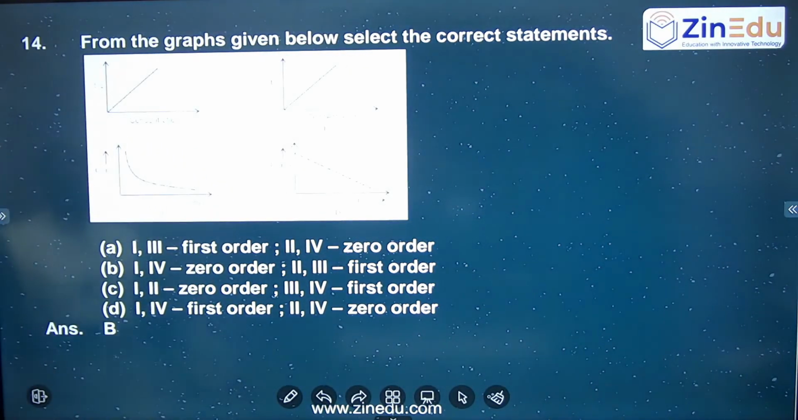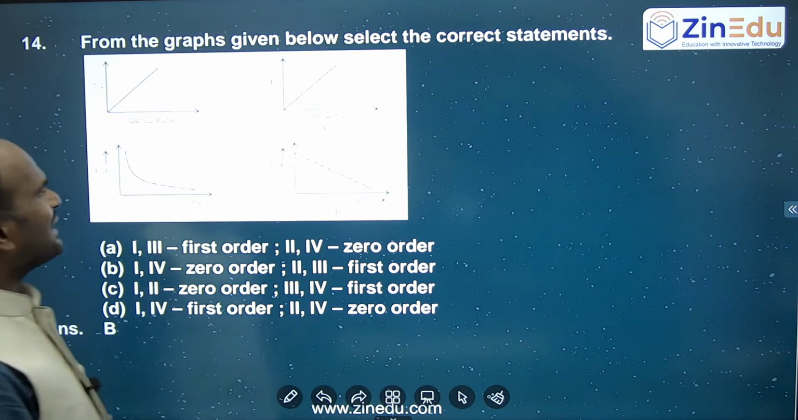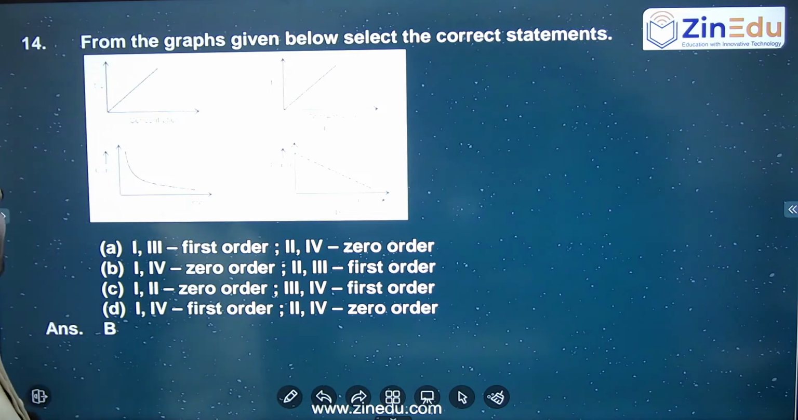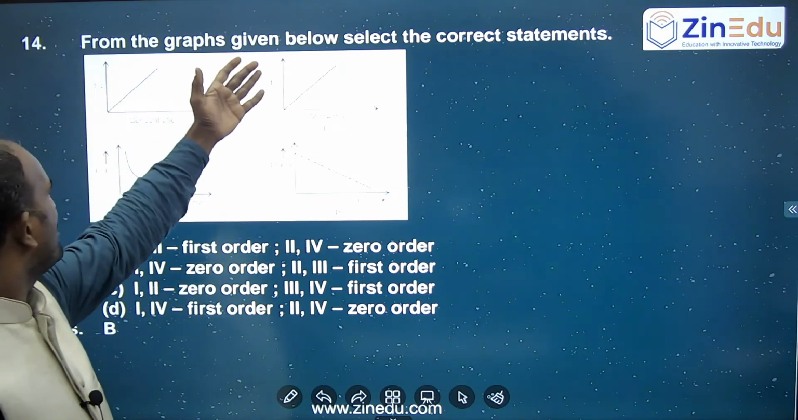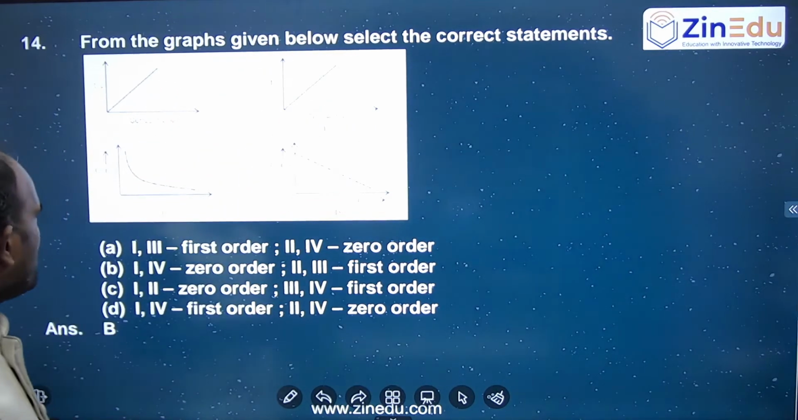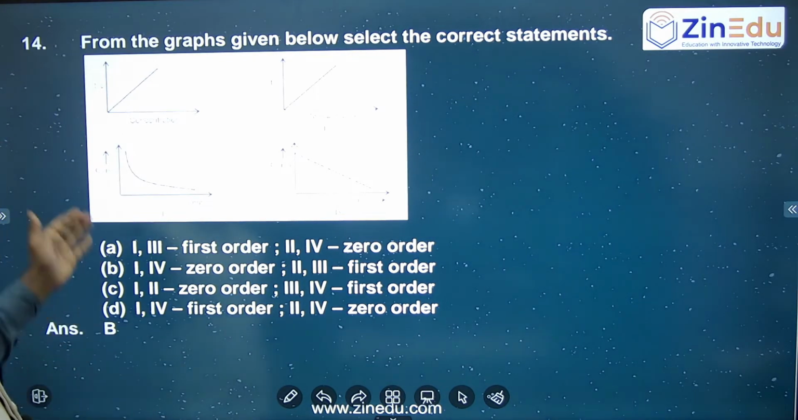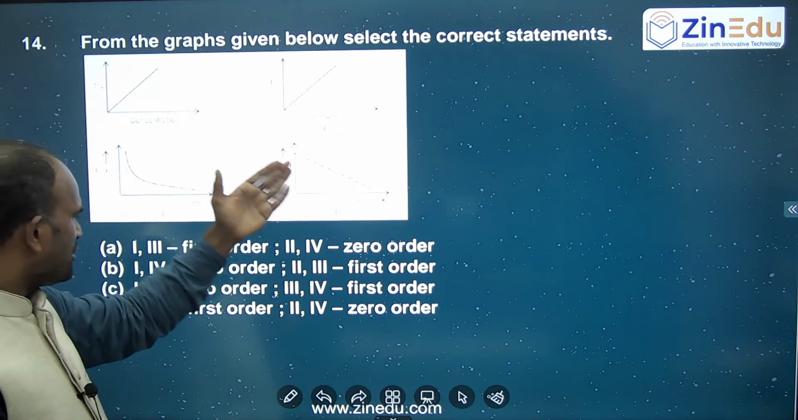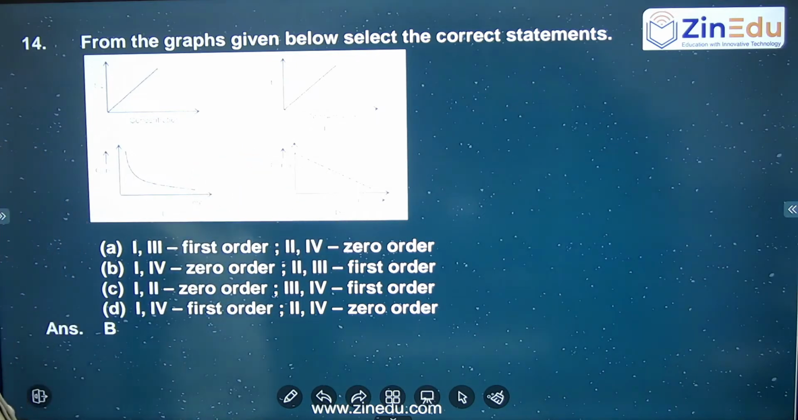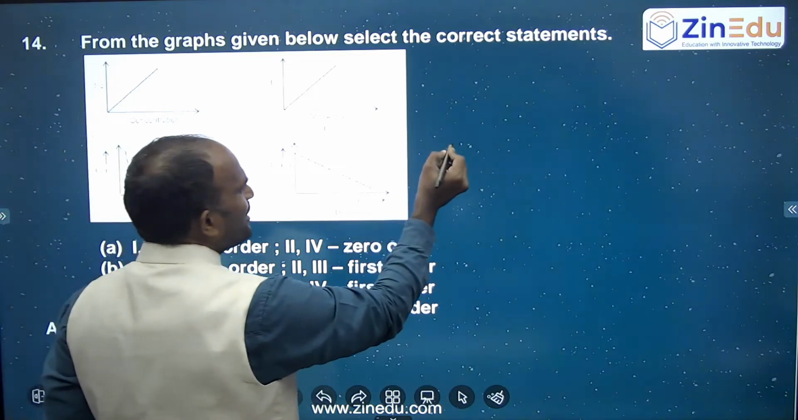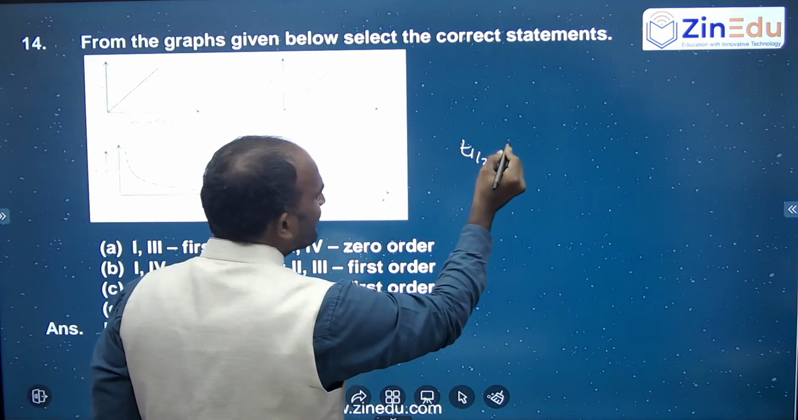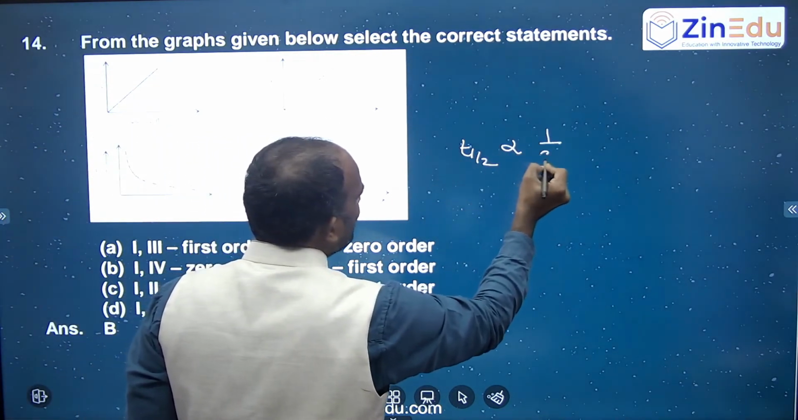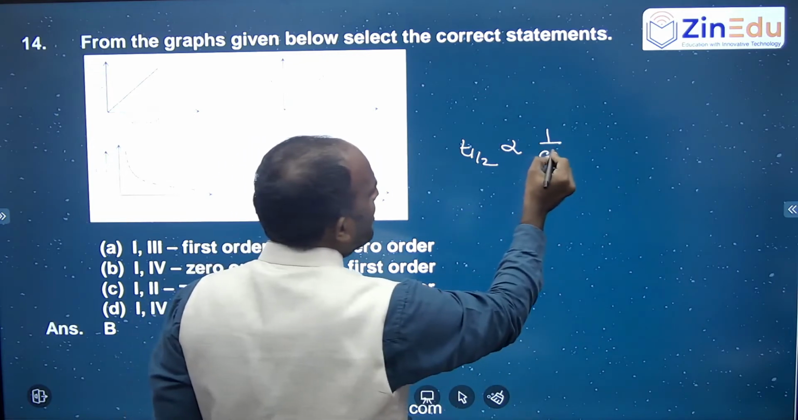Next, from the graphs given below, select the correct statements. Okay, half-life versus concentration, and concentration versus time. So now we have to check these half-life versus concentration graphs. Actually, we know that T half is directly proportional to A power n minus 1.